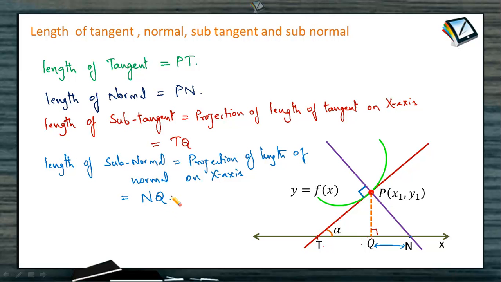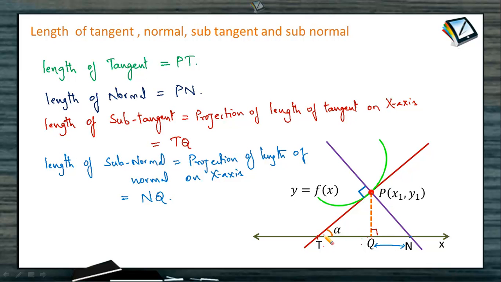So the subnormal is the projection of the normal on the x-axis and the subtangent is the projection of the tangent on the x-axis. But as the tangent and normal are infinite lines, we will treat only the projection of the length of the tangent. That means PT's projection on the x-axis is QT and PN's projection on the x-axis is QN. The projection of the tangent length is called the subtangent and the projection of the normal length is called the subnormal. Are the terms clear now?